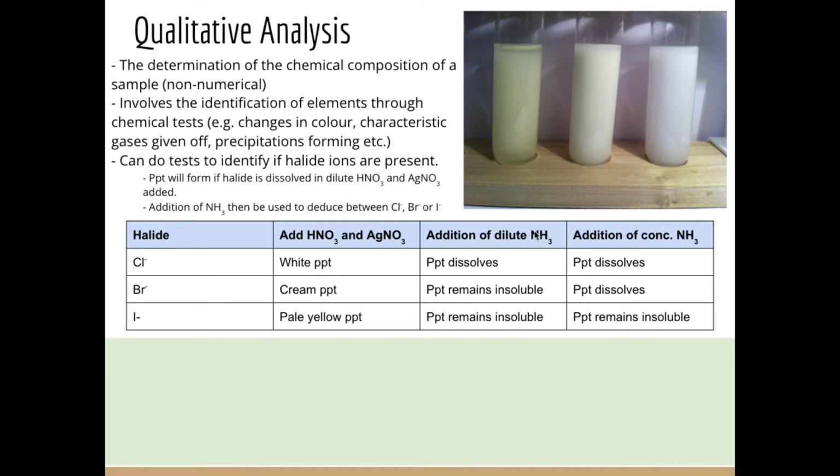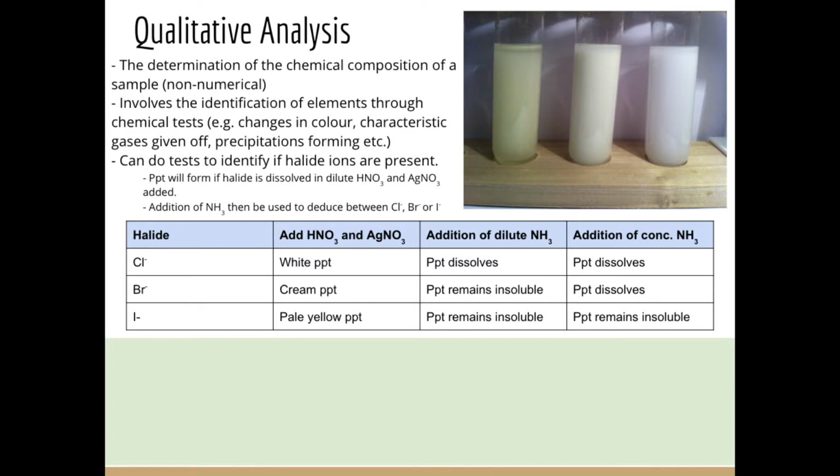So we first add some dilute ammonia. If the white precipitate dissolves, this is characteristic of the chloride. We could deduce that if we've got the white precipitate with the silver nitrate and then it dissolves with dilute ammonia, we can narrow it down to the chloride ion being present. However, the bromide and the iodide will both remain insoluble, so dilute ammonia won't dissolve the precipitate that forms in these two instances. You can then add concentrated ammonia, and if we see the precipitate dissolve, we can deduce it's bromide. If it remains insoluble in both of these instances, we can deduce that it is the iodide that is present.